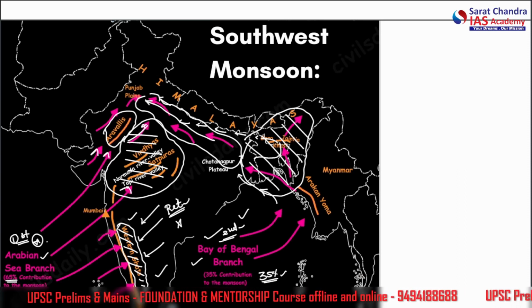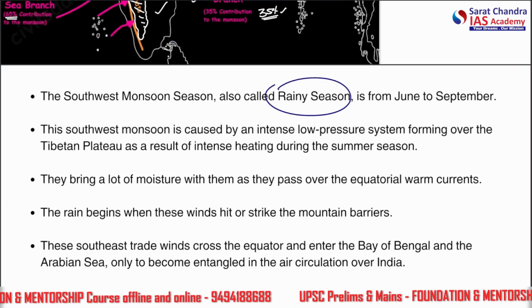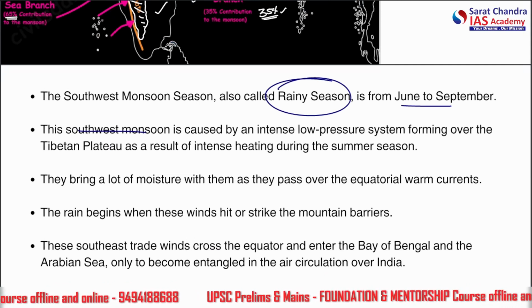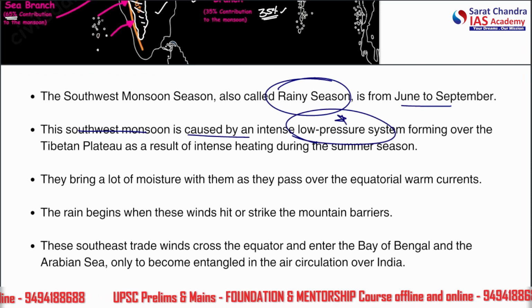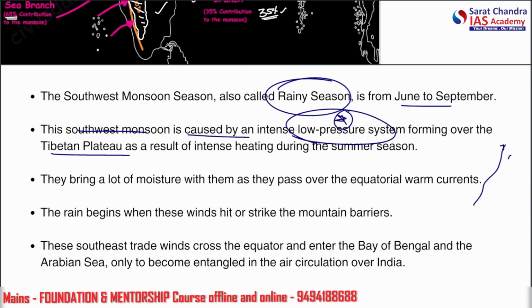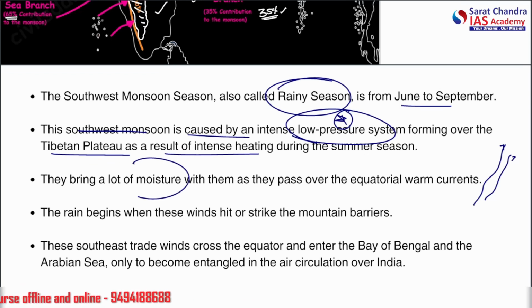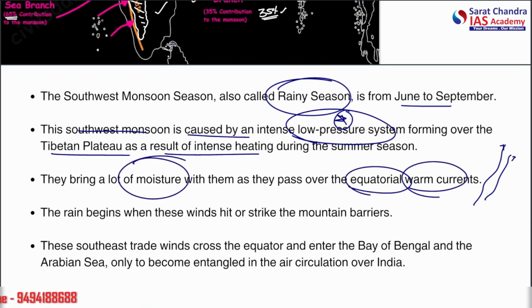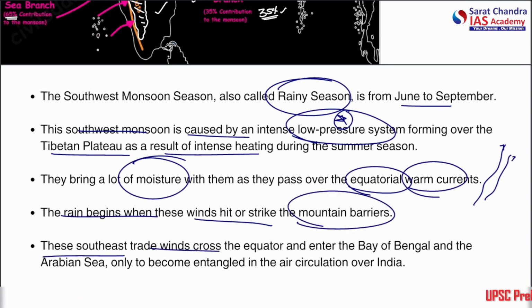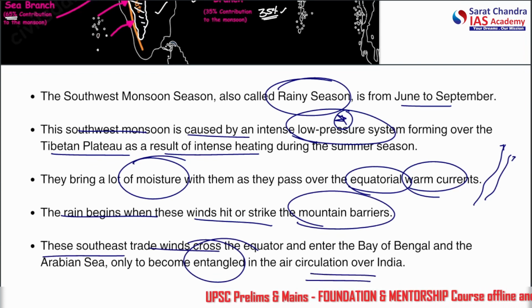Let us see some points about the southwest monsoon. It is also called the rainy season of India, from June to September. The southwest monsoon is caused by an intense low pressure system, please remember this, forming over the Tibetan plateau. The low pressure system is what attracts the monsoon, as a result of intense heating during the summer season. The winds bring a lot of moisture with them as they pass over the equatorial warm currents. The rain begins when these winds strike the mountain barriers. These southeast trade winds cross the equator and enter the Bay of Bengal and the Arabian Sea, only to become entangled in the air circulation over India because of the attraction by the Tibetan plateau.